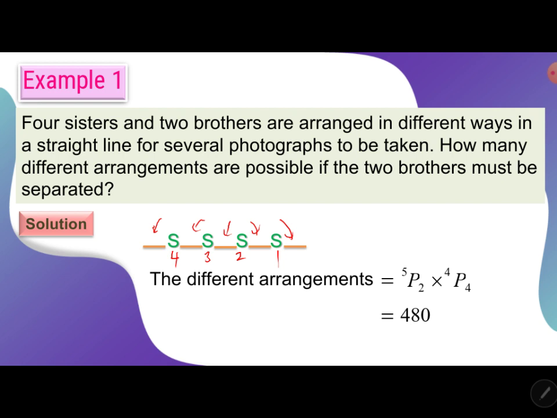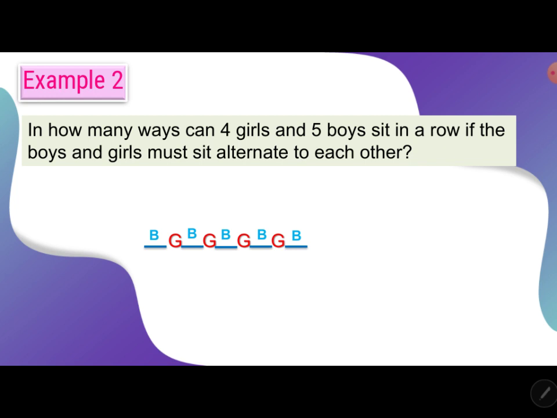Okay. Example 2. In how many ways can 4 girls and 5 boys sit in a row if the boys and girls must sit alternate to each other? So we have to make sure they sit alternately. So we have to put the girls as the barrier. If we put the boys as the barrier, we have many places we can choose for the girls, right? Because boys are more than the girls by 1, it will be easier. So that's why these 4 girls will be the ones that separate the boys.